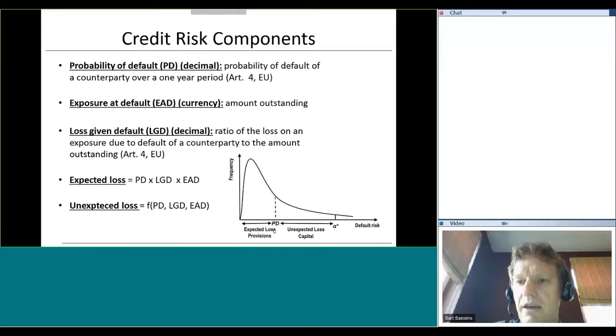the expected loss. And remember, in the Basel Accord, expected loss should be covered by provisions, which is part of the P&L statement you set aside for future bad things to occur. But the unexpected loss represents the volatility around the PD, and that should be covered by capital. The Basel Accord provides a very precise formula to actually connect the PD, LGD, and EAD into unexpected loss.